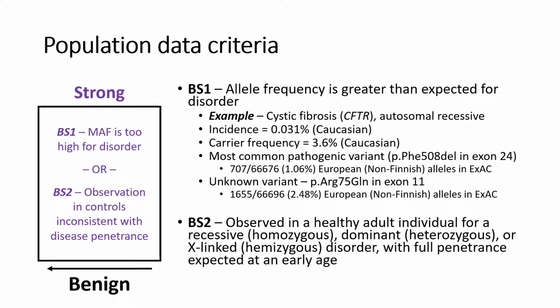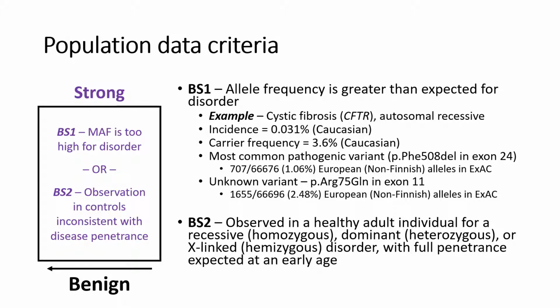One way to think about this is by comparing a variant's frequency to the most common pathogenic variant. If we consider variants in cystic fibrosis, also known as CF, as an example, the incidence of disease is 0.031% in Caucasian individuals, while 3.6% of individuals will be carriers. Roughly 1/3 of all carriers, or 1% of all Caucasian individuals, will have the most common pathogenic variant, a deletion of phenylalanine at codon 508, also known as delta F508.